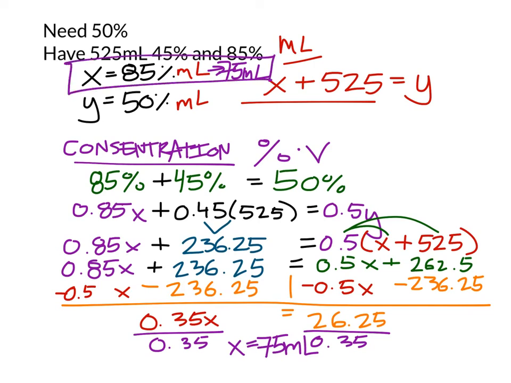Yeah, so that solves that second equation. So to solve for y, now I'm going to use that equation in red at the top right. So I'm going to go up here and replace x with the 75. And then from there I'm just going to add the 525. And that gives us y directly, 600. And again, that's milliliters of the 50%.